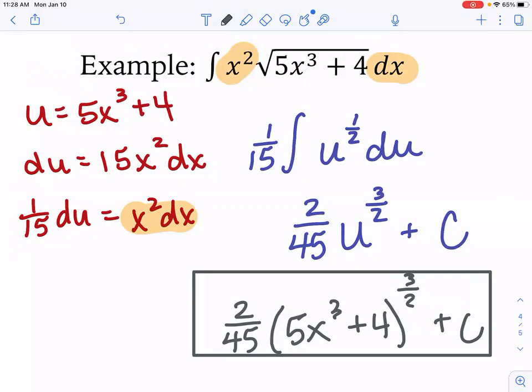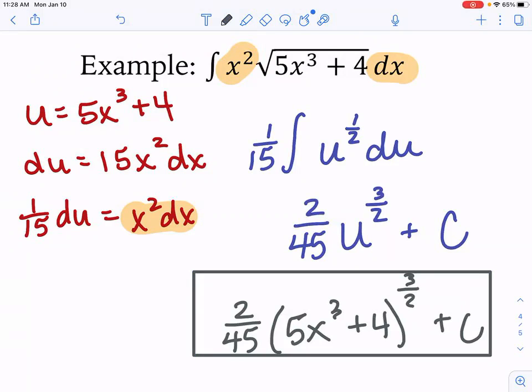You don't love it? I understand. Here's what I noticed, and I think this is something that's going to be helpful for you to notice. I have a composition where inside I have a cubic function, and outside I have x squared, which is what we get when we take the derivative, right? We want one less power. That's something to keep our eyes out for.